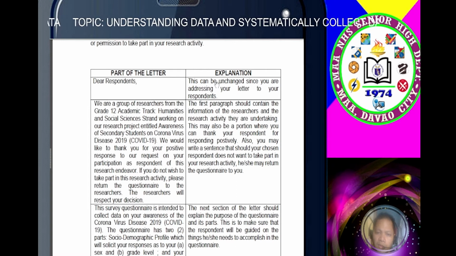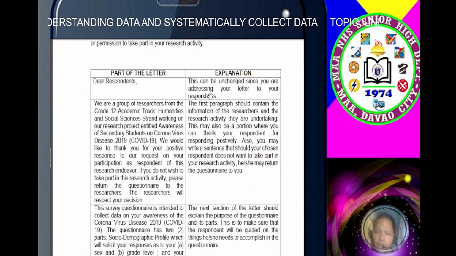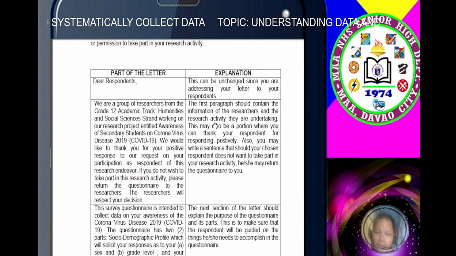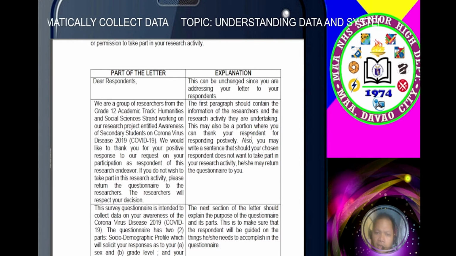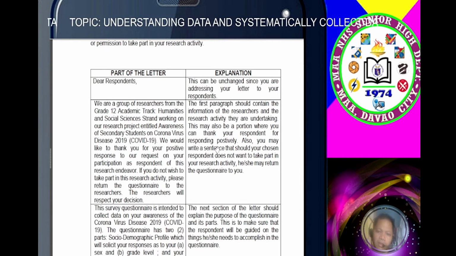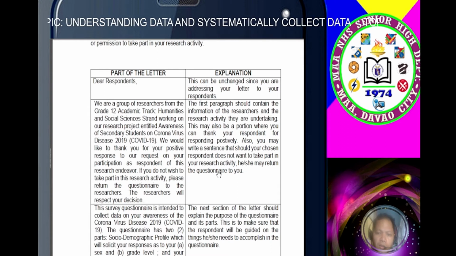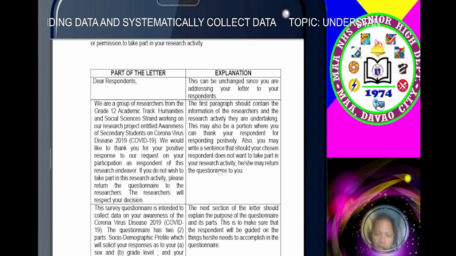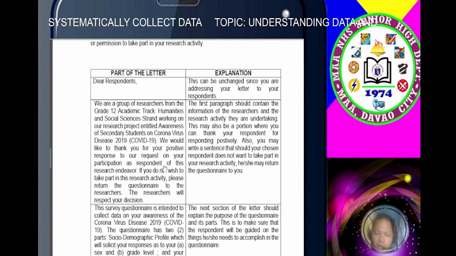So you have the explanation. The salutation "respondents" can be unchanged since you're addressing your letter to your respondents. The first paragraph should contain the information of the researcher and the research activity they are undertaking. There may also be a portion where you thank your respondents for responding positively. Also, you may write a sentence saying that if a respondent does not want to take part in your research activity, he or she may return the questionnaire to you.